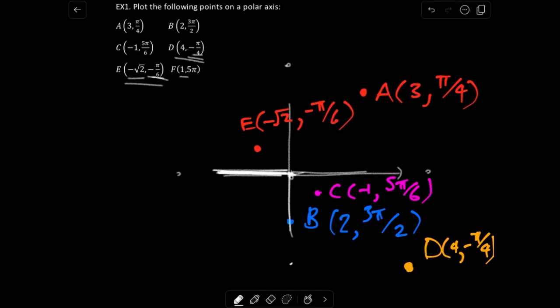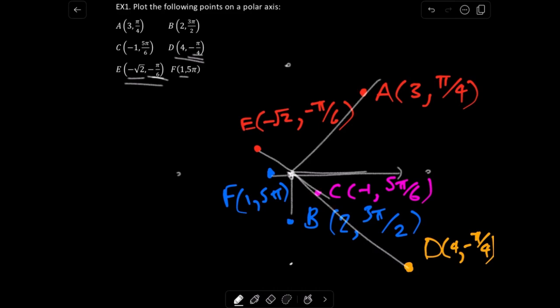And then r is 1, so we just go 1 unit out. Let's plot it in blue. 1 unit out should be somewhere here. There we go. So that would be the point F, that's 1 and 5 pi. Okay, and then when you're done with all this, you can just remove the x and y portion and just leave the polar axis. If you want, you can connect these. It just shows you where each point actually is.